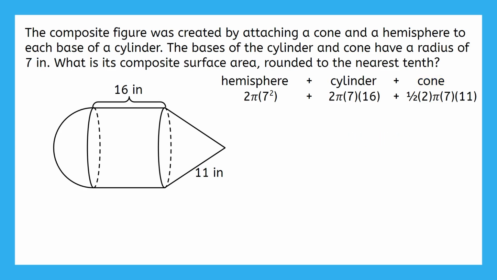Now that we've found how much surface area the hemisphere, cylinder, and cone are all contributing to the composite figure, we can take this whole expression and put it into our calculators to get a final answer. Go ahead and do that now. Your calculator should give you back this decimal approximation. When we round to the nearest tenth, our final answer is 1,253.5 square inches.